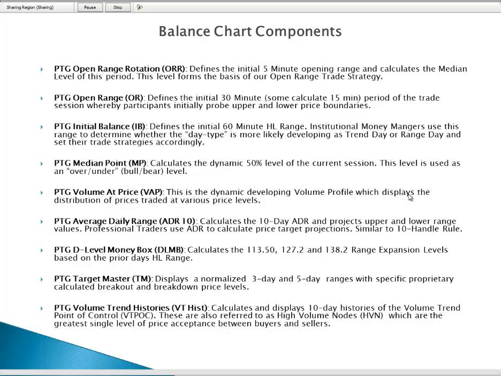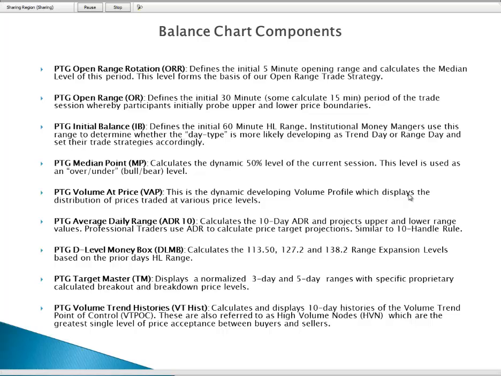It's slightly different than the average true range calculation, and this projects upper and lower range values. A lot of professional traders out there use the ADR to calculate price target projections. It is similar to the 10-handle rule. Many of you are familiar with the 10-handle rule, but beyond that, the 10-day ADR is simply a calculation of a dynamic rolling 10-day average.